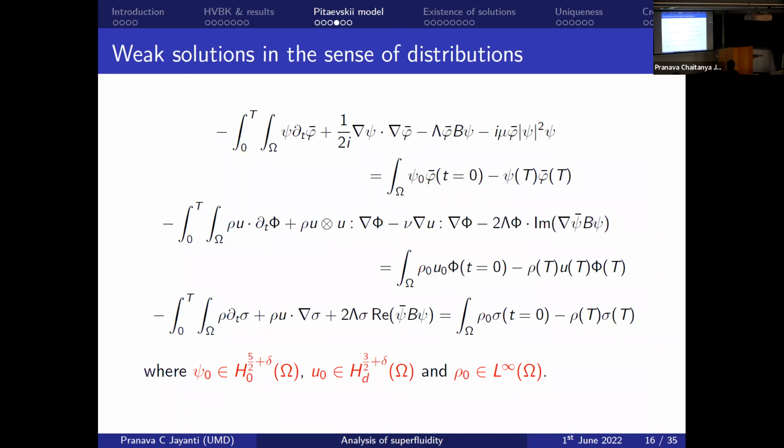Now, let me explain what this is. We choose delta to be a small quantity between 0 and a half. So H 5/2 plus delta means that there are 2.5 plus a little bit derivatives of psi 0 in L2 that are square integrable. 1.5 plus a little bit derivatives of the velocity are square integrable, right? The 0 here just imposes the boundary conditions. The D means that both boundary conditions are imposed and it's divergence free. It's a subspace of this H 3/2 plus delta that's divergence free. Okay.